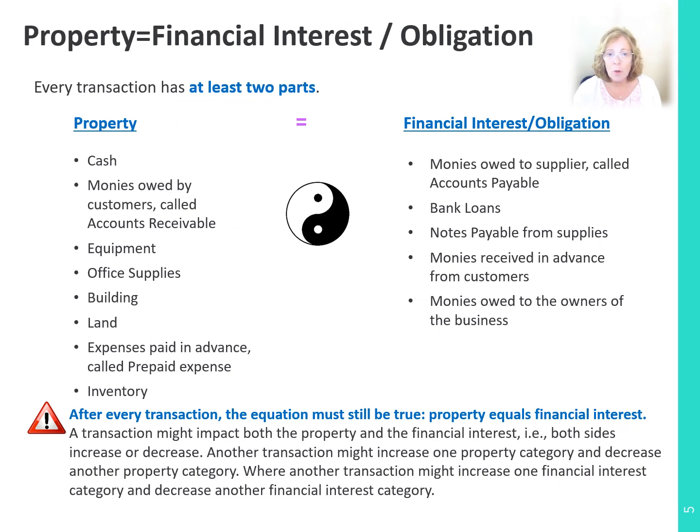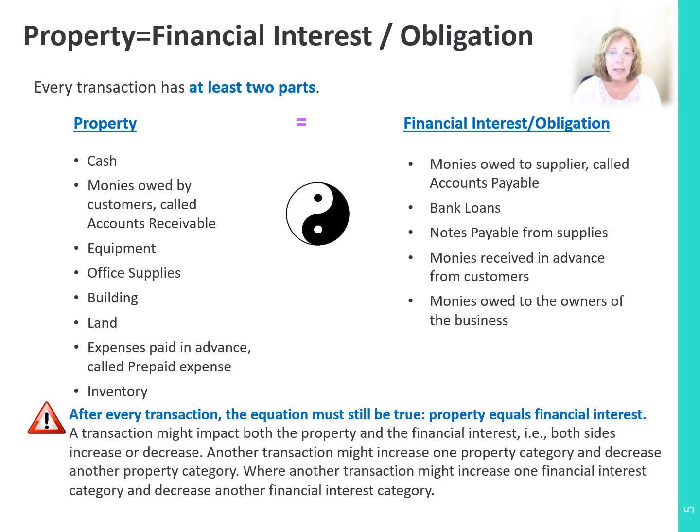Before analyzing these 12 transactions, though, let's talk about the simplified equation I mentioned before. Property equals financial interest or obligation. Every business transaction involves at least two parts. Later, we will call that a debit and a credit, but for now, we'll only talk about increases and decreases. Property includes things like cash, monies owed by customers, called accounts receivable, equipment, office supplies, building, land, expenses paid in advance, called prepaid expenses, and inventory. In short, these are monies that the company owns.